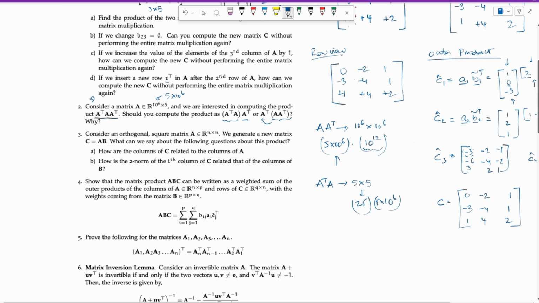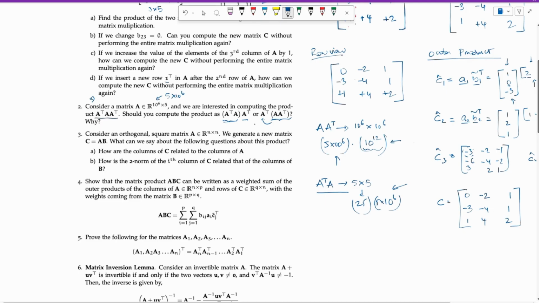The first one, right? Because remember, whatever is in the parenthesis is the intermediate result. That's not the result you're interested in. So it's better to do A transpose A first and then multiply by A transpose, rather than doing A A transpose and then pre-multiplying that by A transpose. Because in the second case, you'd have to store a huge matrix, million rows and million columns. Whereas in this approach, you only have to store a 5 cross 3.